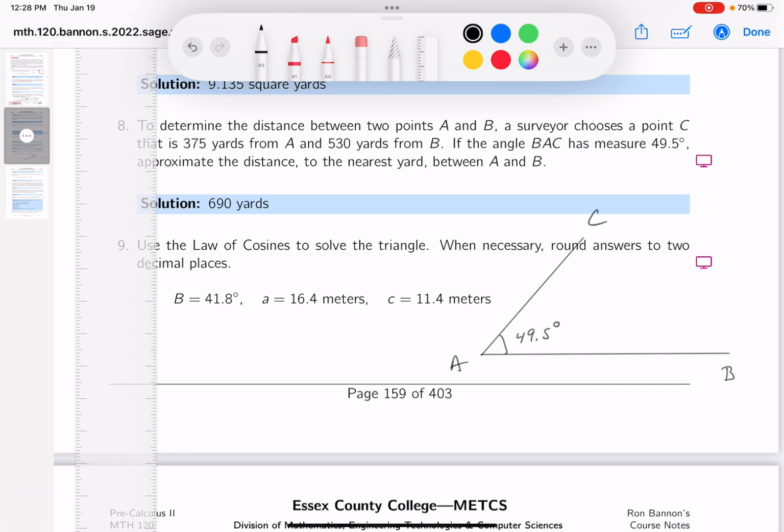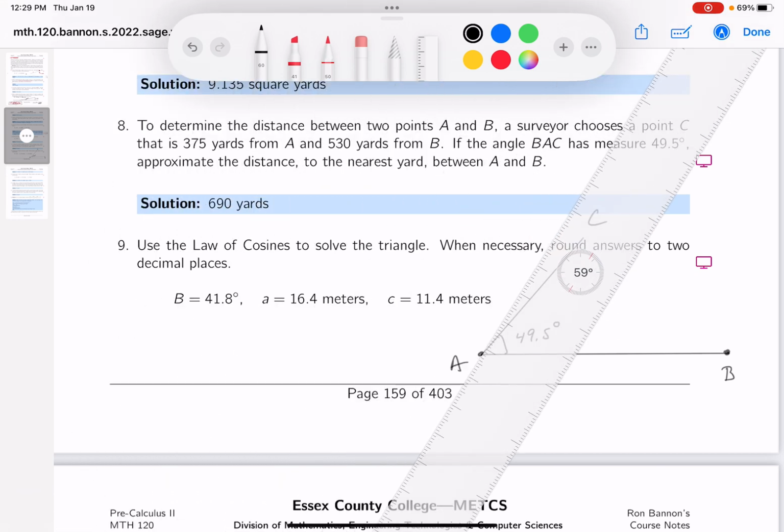All right, so I'm going to start talking about the other things I got over here. So determine the distance between A and B. Well, I do see that now. I'll put this over here. This is the distance they want. What they did was to determine the distance between the points A and B, and the surveyor chose a point C. I do see that. That's 375 yards from A.